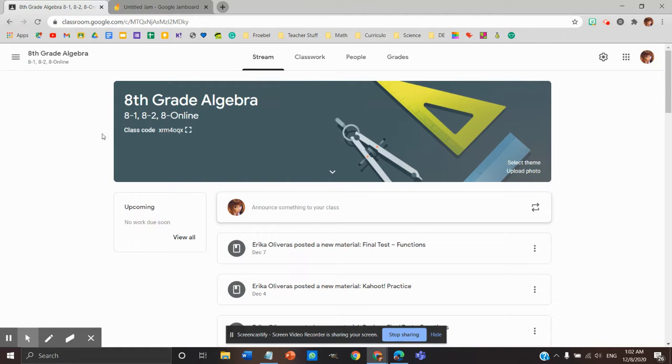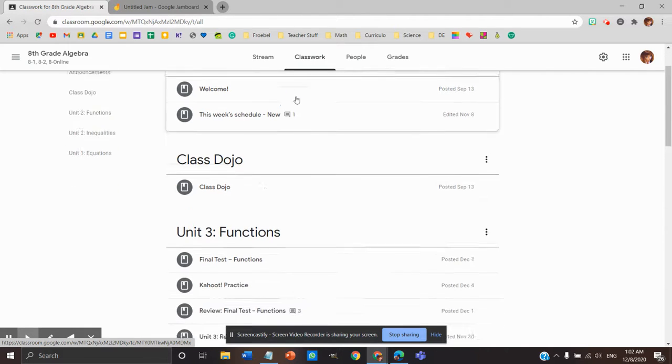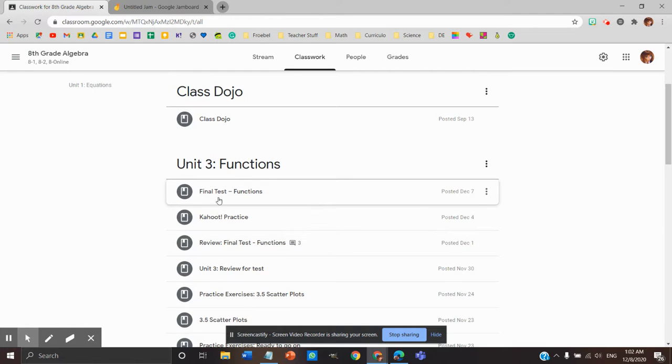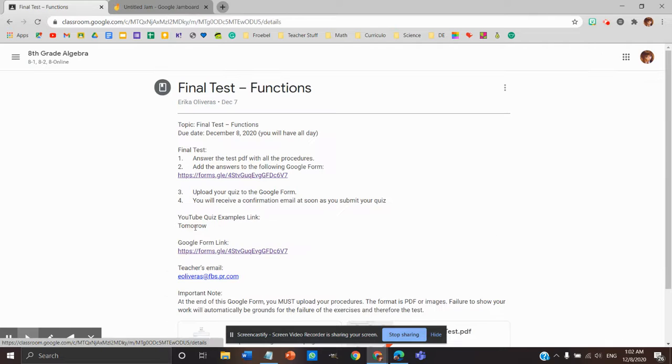You can also go to your Google Classroom, 8th grade algebra, and go to Classwork. Under Classwork, go to Unit 3, that is the unit that we are on. Go to Final Test. Go to View Material, and you will have everything that you need to know here. You have your topic. This is our final test, functions. The due date is December 8th. You have the whole day to make this.